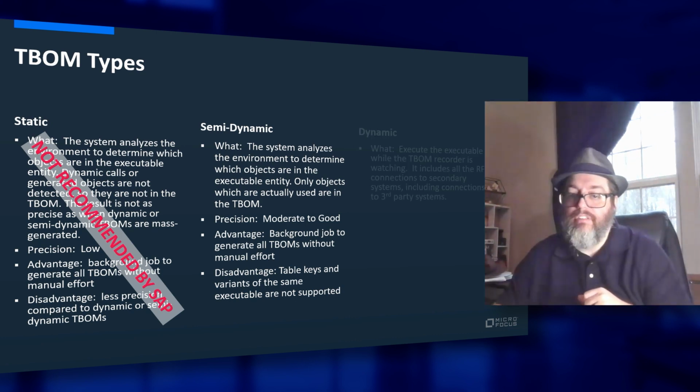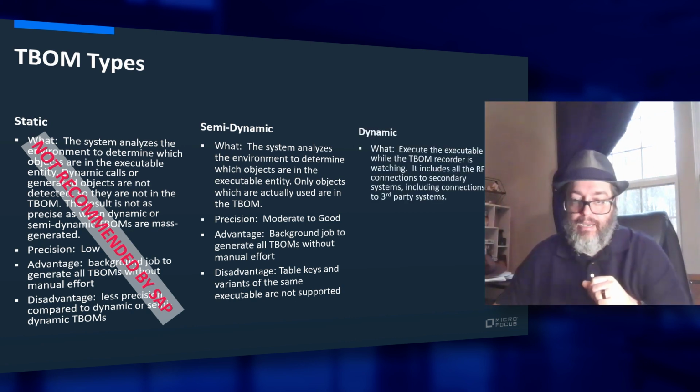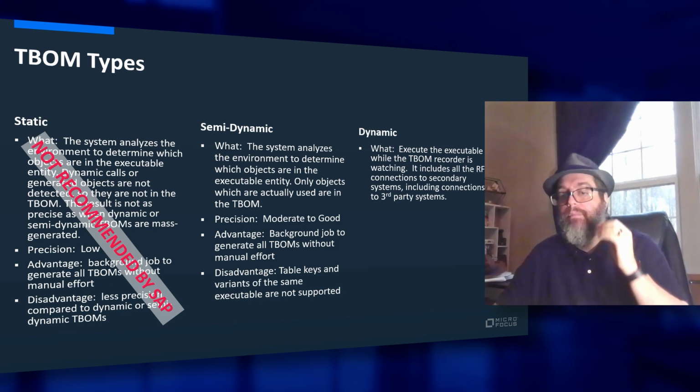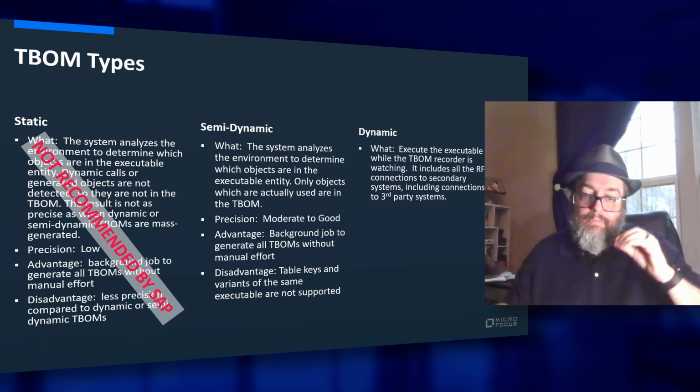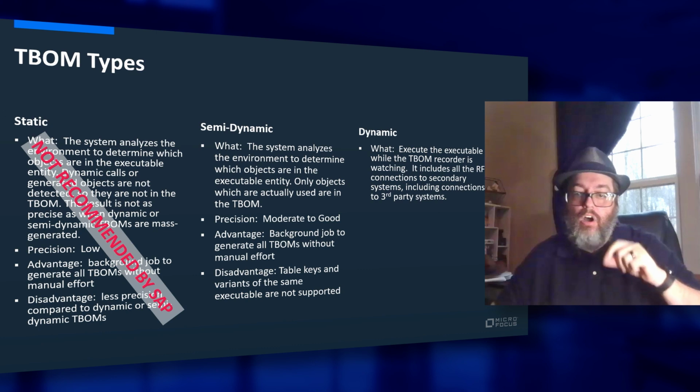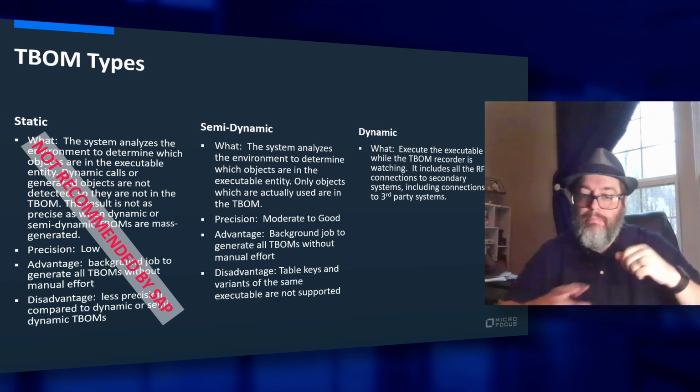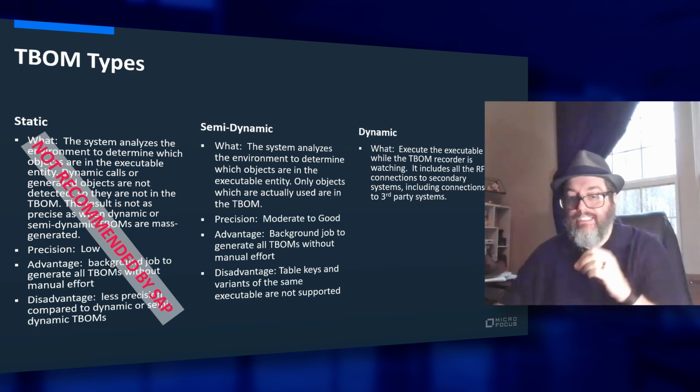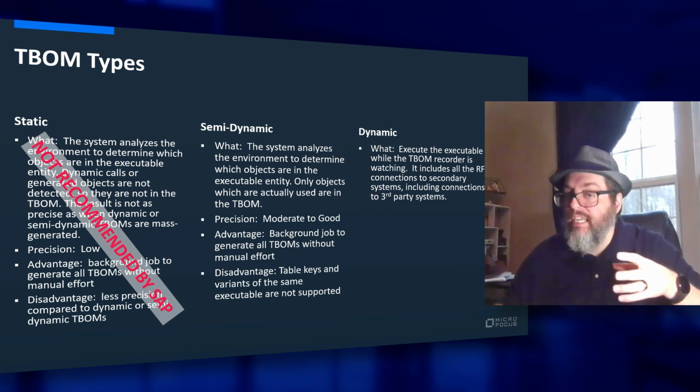And this brings us to our third method, dynamic TBOMs. This is where you have the system record the objects that are being called when the business process is actually being executed. Now, this method can capture the table keys.